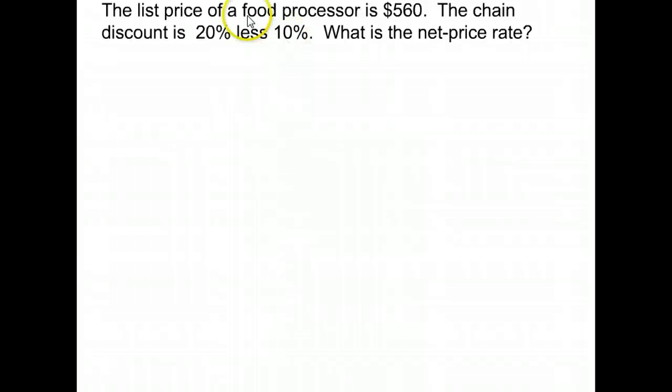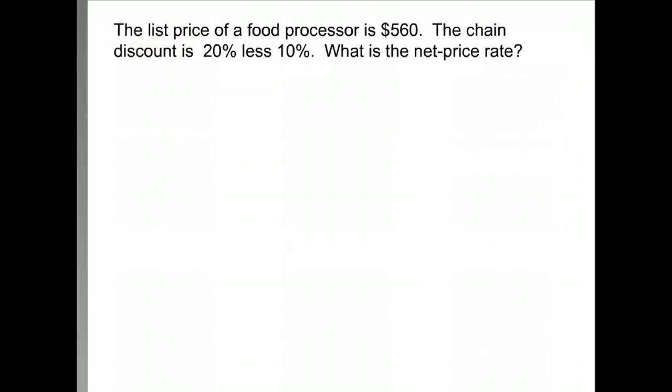Alright, in this example we have the list price for a food processor is $560. The chain discount is 20% less 10%. Notice here they ask what is the net price rate. So we don't have to find the actual price, we just need to find out what the rate for our new price is, what percent are we paying in the end.